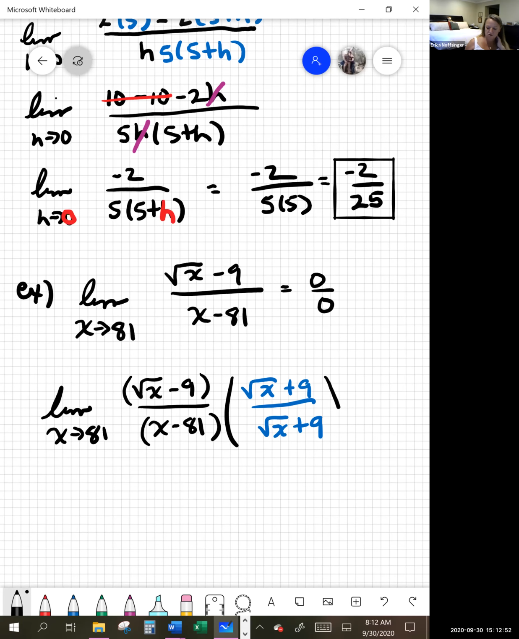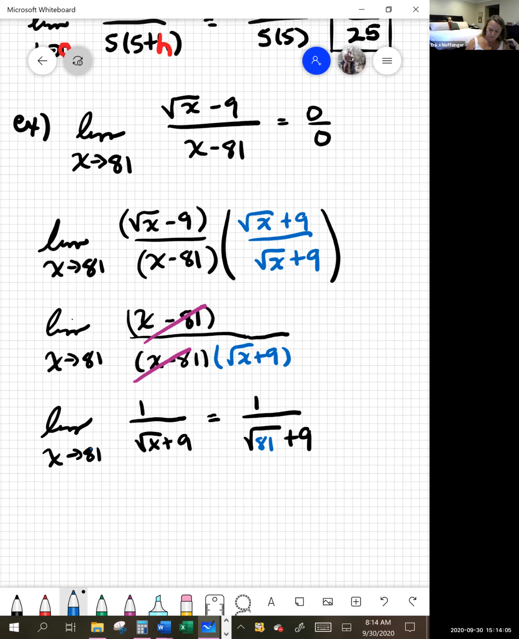So when we plug in 81, wherever we see an x, we get 1 over the square root of 81 plus 9. Square root of 81 is 9, so in the denominator we have 9 plus 9, or 1 over 18.